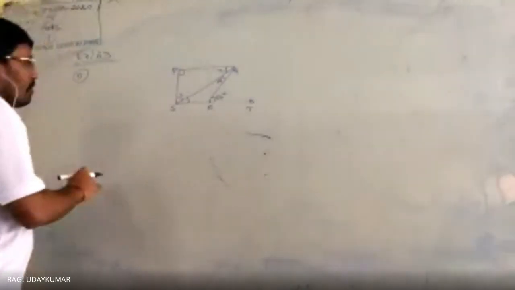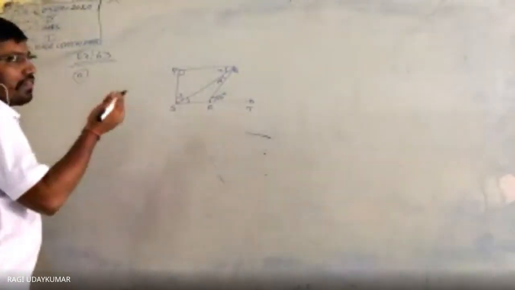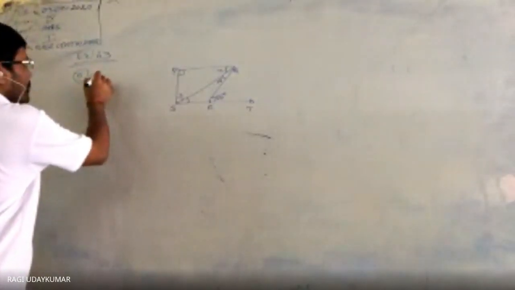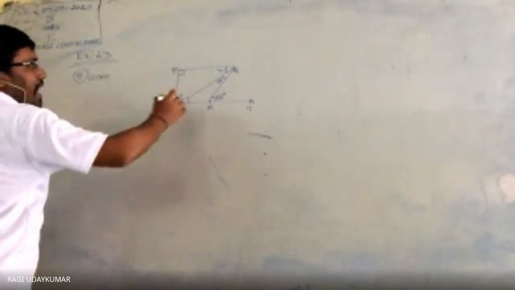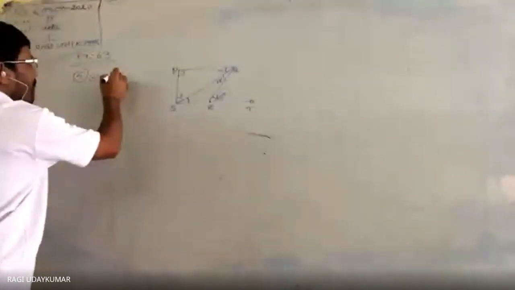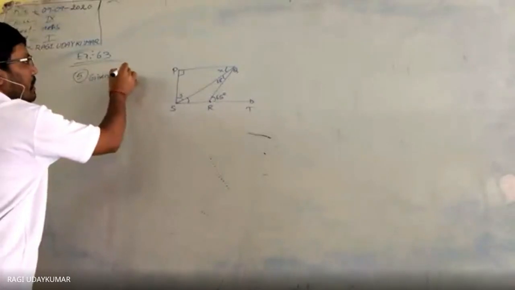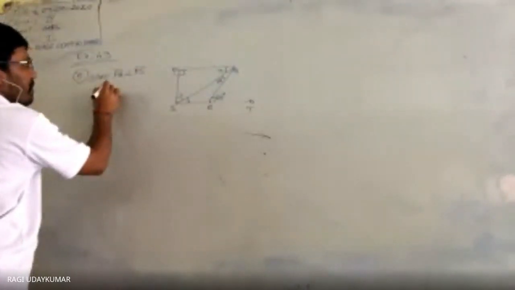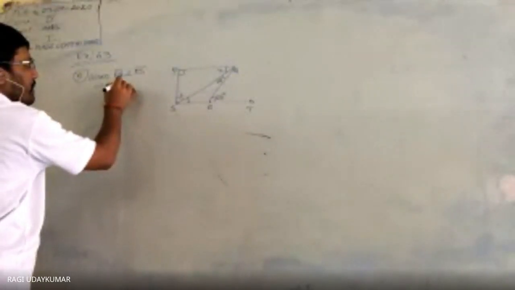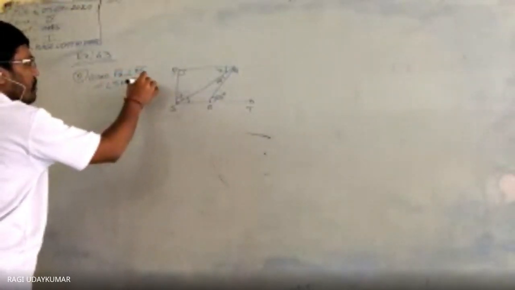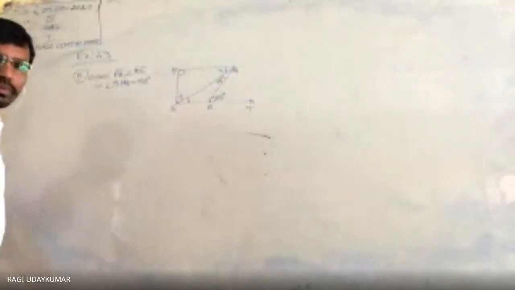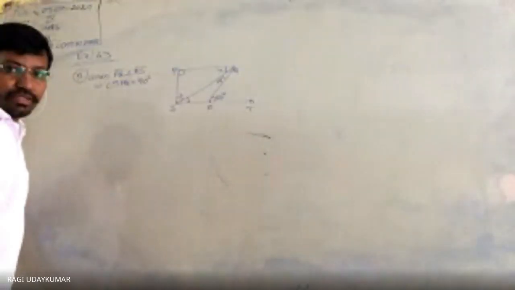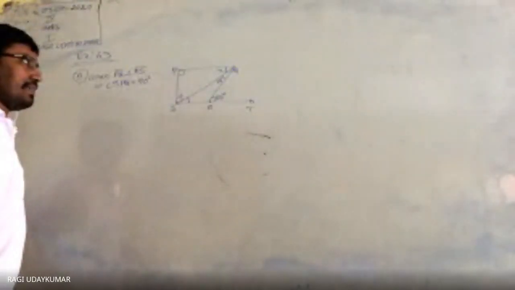So first, whatever the given things are, better you write them down. Given angle SQR is equal to that. Otherwise you can write PQ is perpendicular to PS, so that is nothing but angle SPQ is equal to 90 degrees. Angle SPQ is not given directly, but perpendicular is given here.